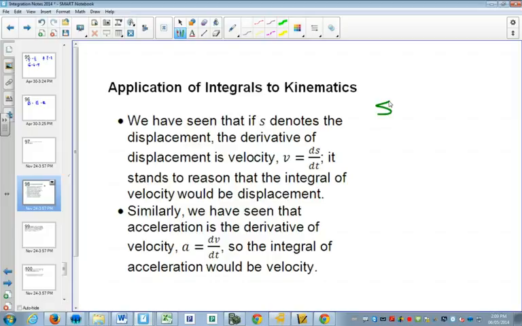If you take displacement and you take the derivative of it, you get velocity. If you take velocity and do the derivative, you get acceleration. So the application to kinematics of integrals is you could work backwards. If you have acceleration, you could work backwards to velocity. And we went back to the integration book because we missed something.